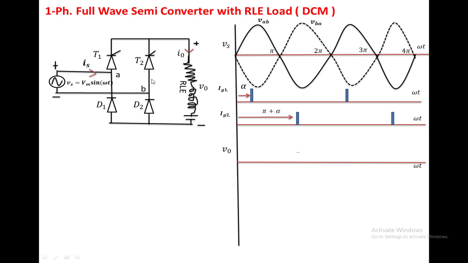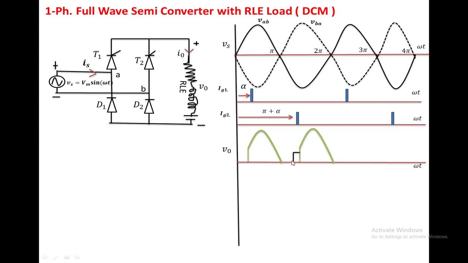At alpha, SCR1 is on and D2 is already forward biased. So there is a closed path between the load and the supply up to pi. After pi, T1 is forced to conduct because of this inductance. After pi, the input voltage also will be reversed. With that reverse polarity, D2 is off whereas D1 is on. In the same leg, T1 and D1 are conducting. So the freewheeling action takes place. The output voltage is 0 up to beta.